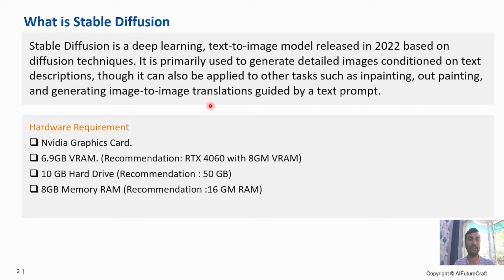If you really want to play with stable diffusion, we require a nice graphic card from Nvidia. So VRAM side, we require at least 6.9 GB, but my recommendation is to go with 8 GB of VRAM. And graphic card side, you can go with the RTX 4060. Hard drive side, we can go with 10 GB as a minimum requirement, but my recommendation is to go with 50 GB as we have to install multiple models from Hugging Face. And from memory side, we can go with 8 GB, but again my recommendation is to go with 16 GB of RAM.